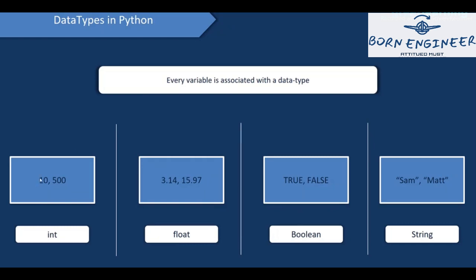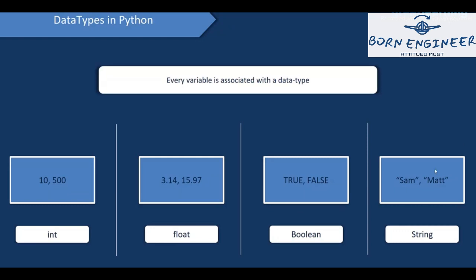So let's start with integer data. So integer data is basically your integer values. So you can have -1, -100, 500, 1000 and so on, right? So this is your integer data. And then you can have floating point data. So floating point data is basically numbers which are decimal points. So 3.14, 15.97, -3.879, all of these are floating point numbers. And then you got Boolean values. So Boolean values are basically true and false values.